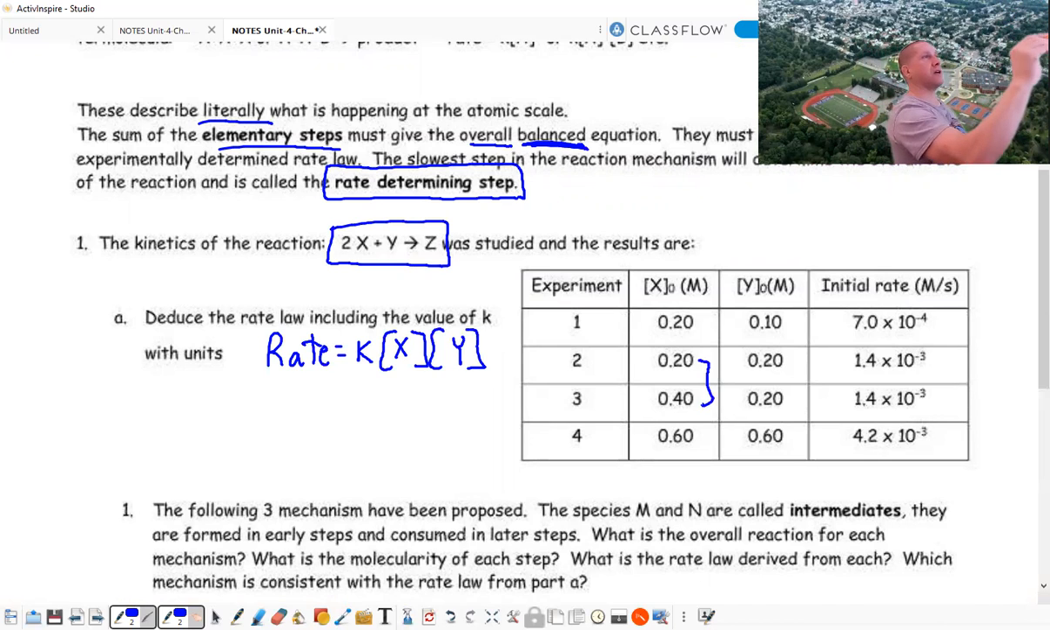Right here, this is doubling. So 2 to what power equals? See, that stayed the same. That didn't change. So it is 0. So it's 0 order. In other words, we're just going to take it right out of the rate law.